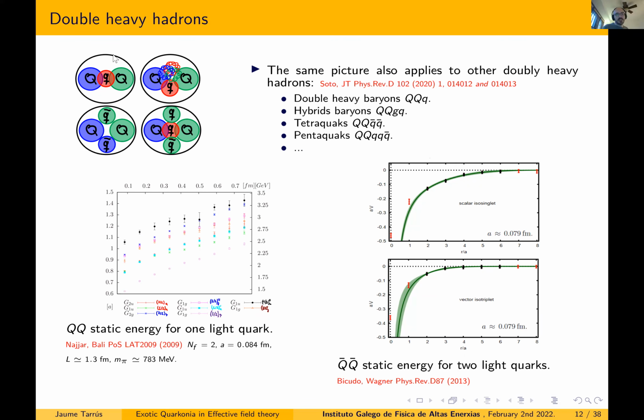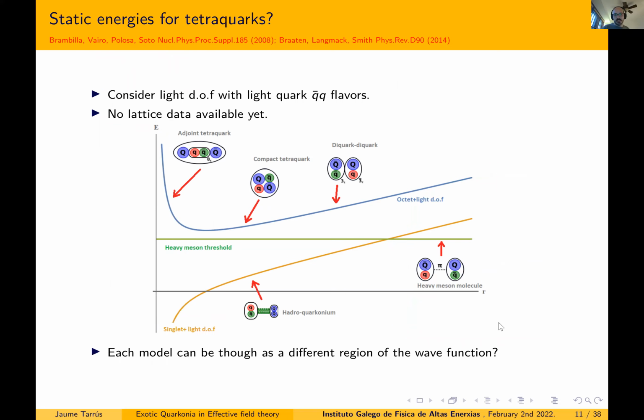So for doubly heavy baryons, okay, let me go back here. One of the issues in computing this sort of static energies for isospin 1 is that these are unstable static energies. So you can always decay strongly from these states to the ground state, which would be quarkonium plus light quark mesons or baryons or something. So this makes it difficult to compute on the lattice.